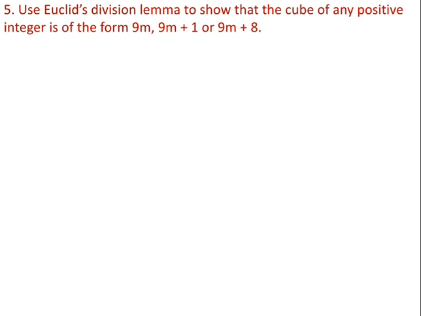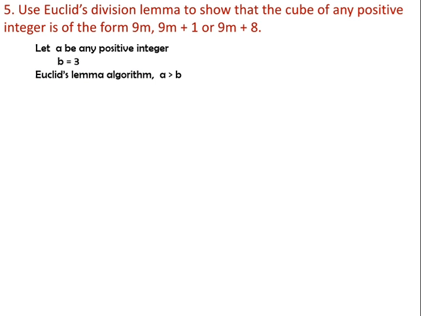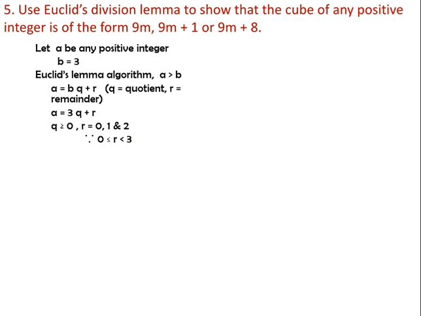Okay, let's start. Let a be any positive integer, b equal to 3. Use Euclid's division lemma algorithm. a is greater than b, so a is the dividend and b is the divisor. a equals bq plus r, q is the quotient, r is the remainder. So b equals 3, so a equals 3q plus r, q greater than or equal to 0, r equals 0, 1 and 2, that is 0 less than or equal to r less than 3.